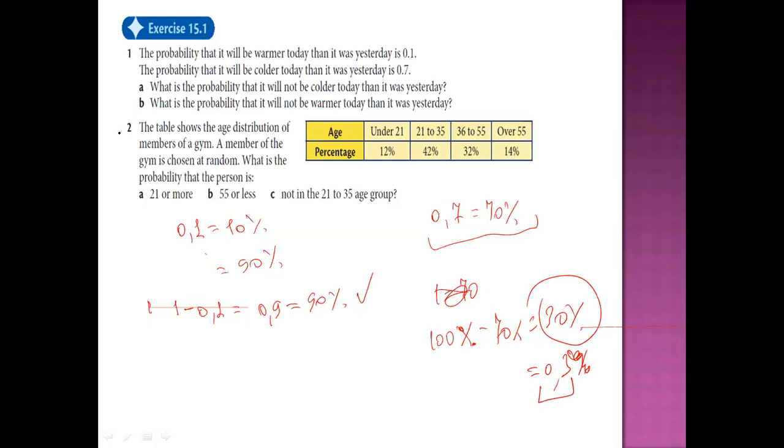So the second question: the table shows the age distribution of members of a gymnastics club. A member of the gymnastics club is chosen at random.